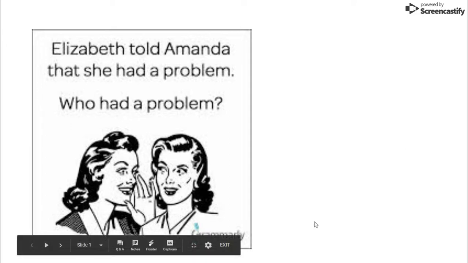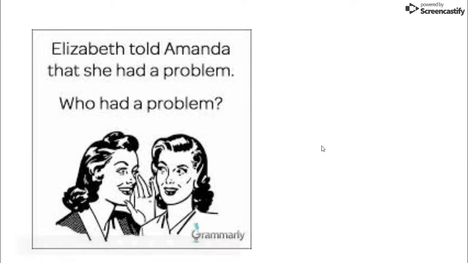Today we're going to learn about something super important for our very first flipped grammar lesson. I want you to take a second and check out this snazzy little comic. It says, Elizabeth told Amanda that she had a problem. Right below we have the question, who had a problem? Take a second. See if you can figure it out.